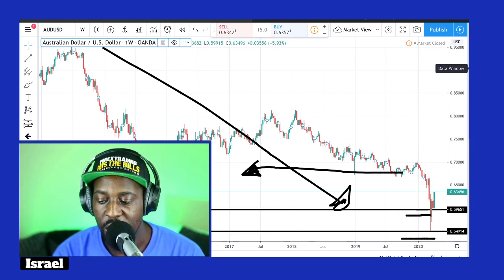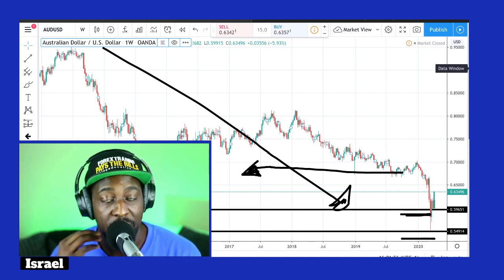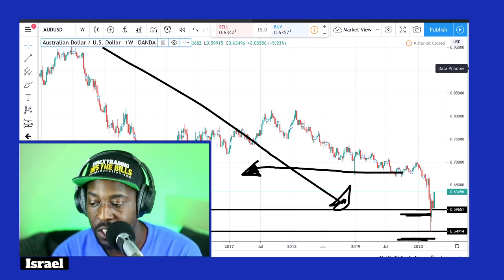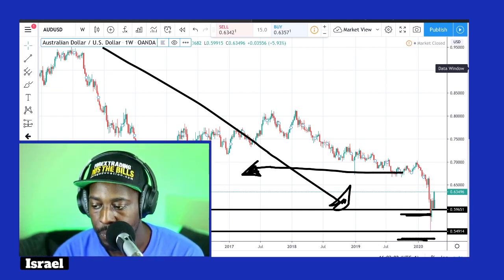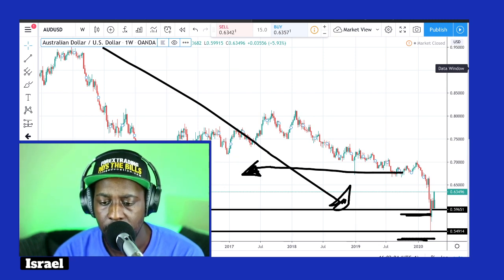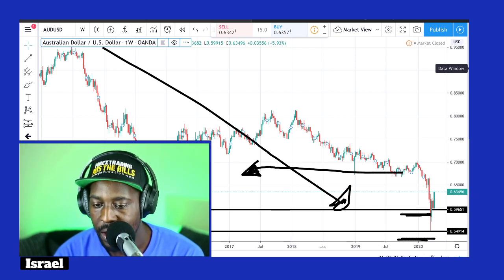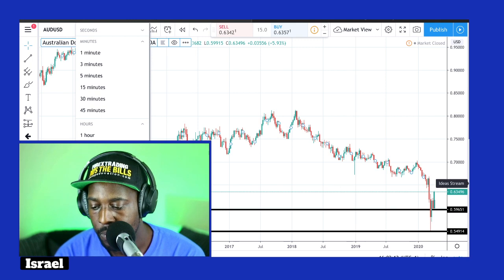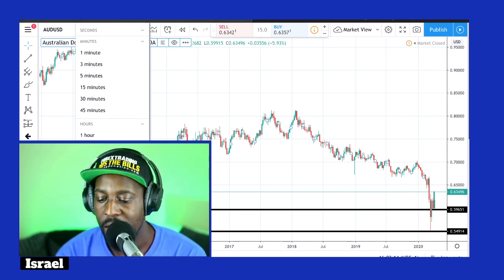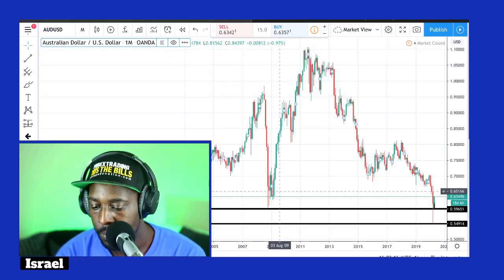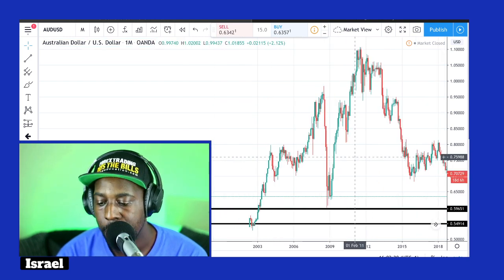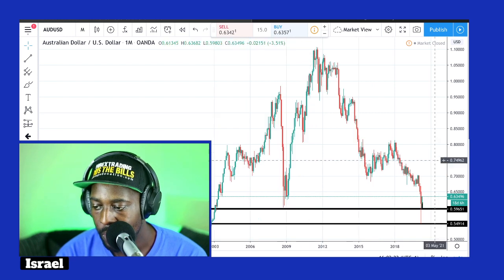The reason you can see these two black lines is because these are two areas where price has actually turned around from previously. Let me show you. We're on a weekly view right now. Let's go up to a monthly view, and I'll show you in more detail. So can you see this already? Let me zoom out. You can see this right here.